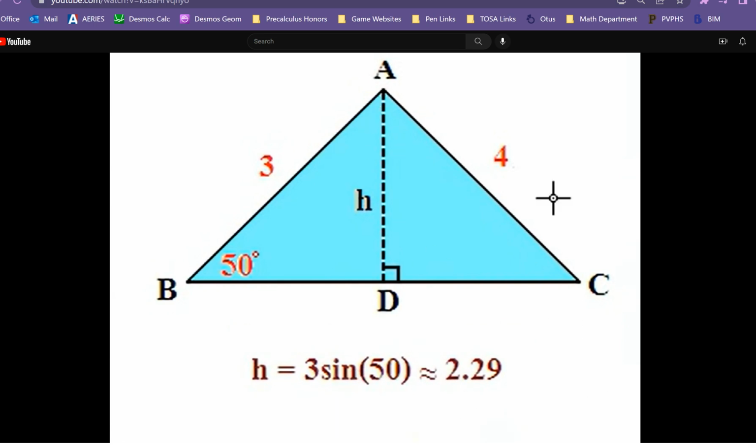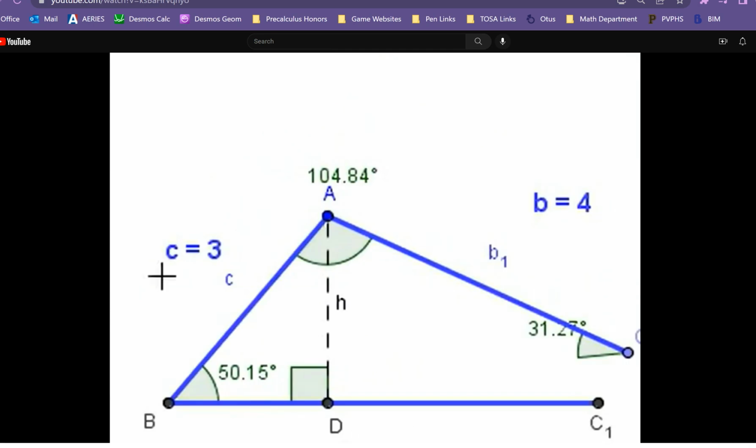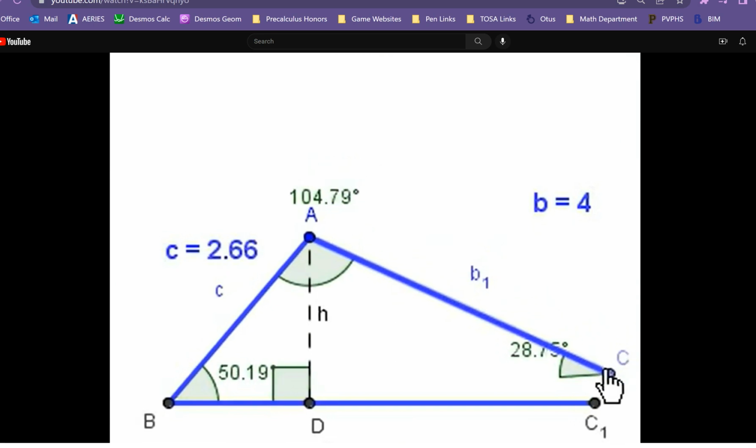Now notice that's about 2.29, and this side, which we can move because this angle is not fixed up here, is now bigger than 2.29. Let's observe what that looks like in this script. I tried to get as close as I could to having 3 and 50 degrees and then 4. Watch what happens when I move this side down.